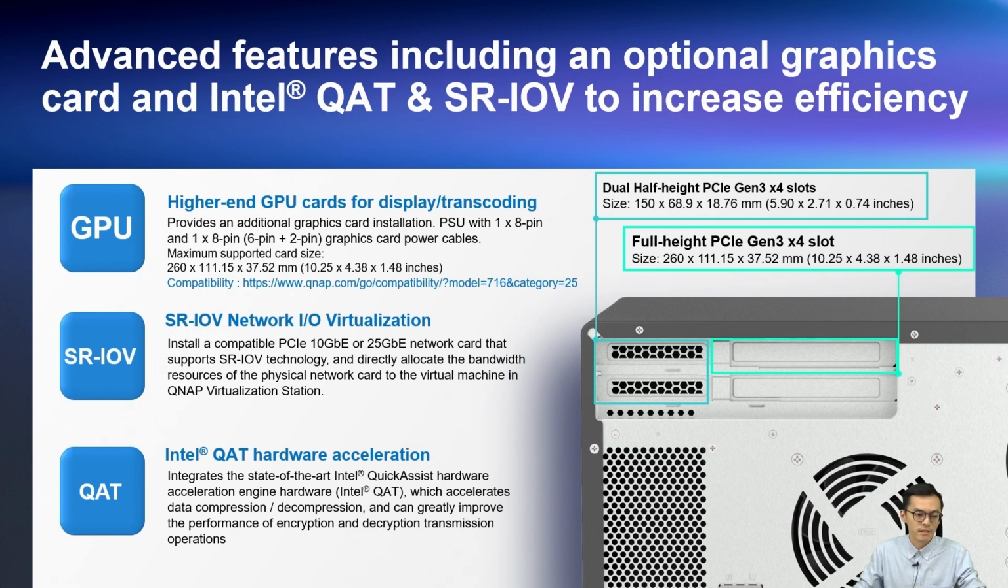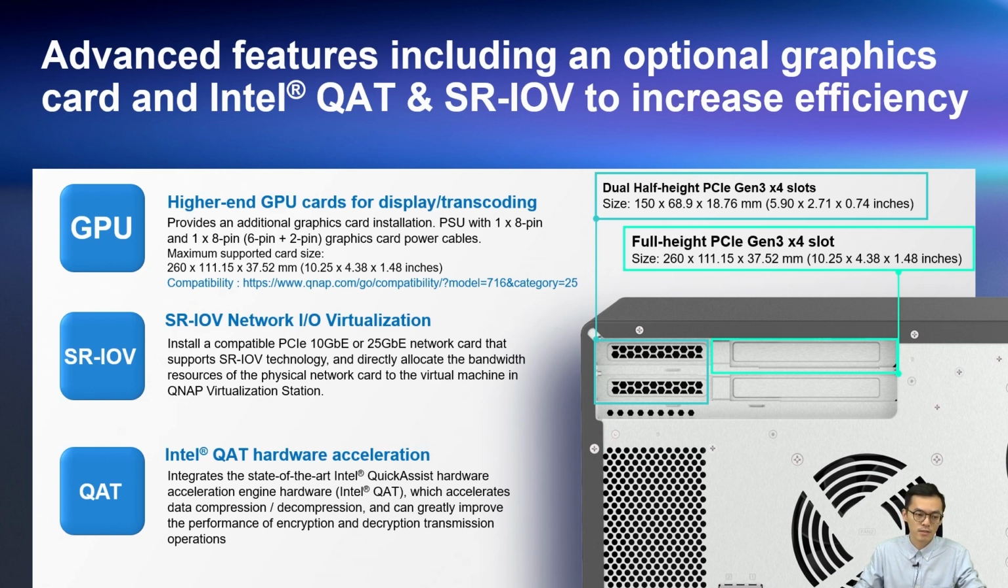We can also install a PCIe network card that supports SR-IOV technology and directly allocate the bandwidth resources of the physical network card to the virtual machine, which can reduce the network bandwidth consumption and improve the network efficiency. And it is more stable, and it can help reduce hypervisor CPU consumption also.